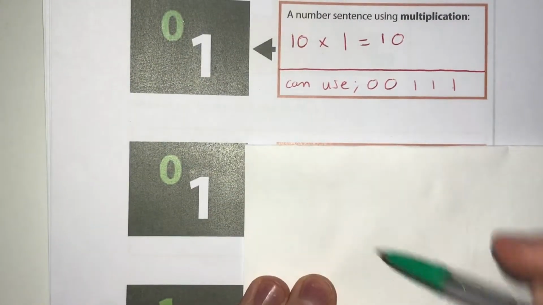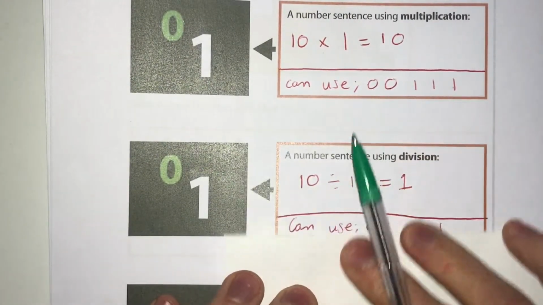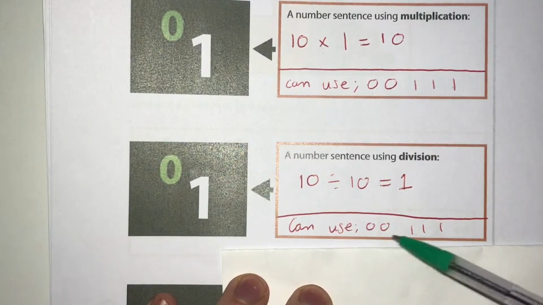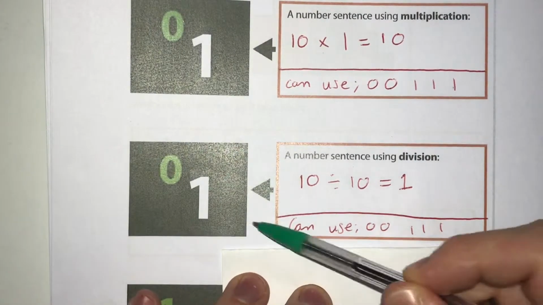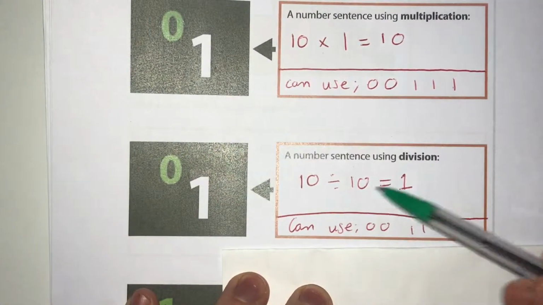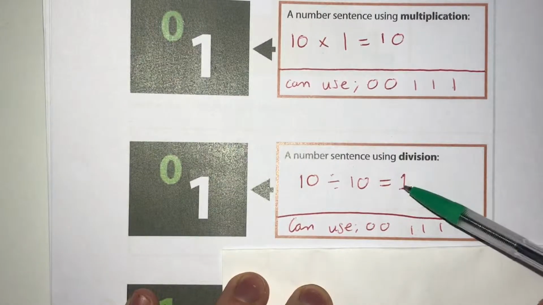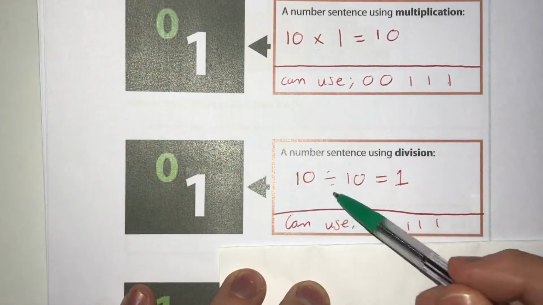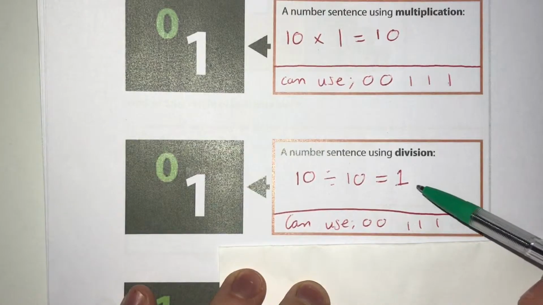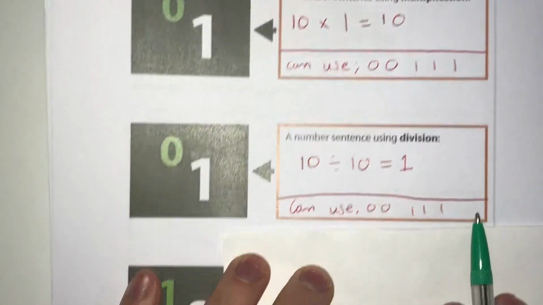So for the next one, same thing. Let's write down what I can use. Well, I can use 2 zeros and 3 1s again. So identical to the one above. 10 divided by 10 is 1. So that works. Obviously you could do 10 divided by 1, which is 10 as well. So you could flip these around.